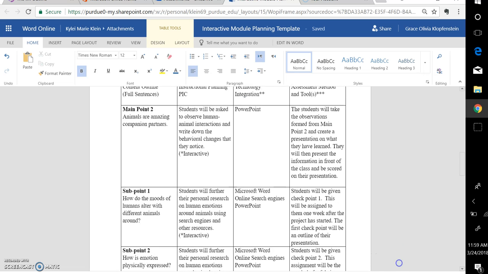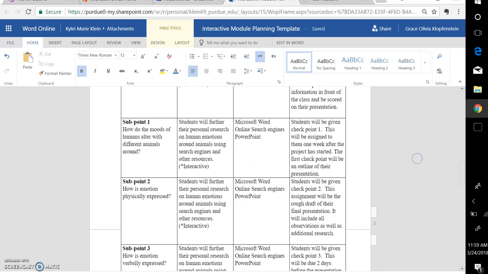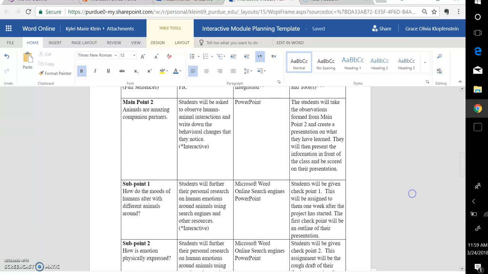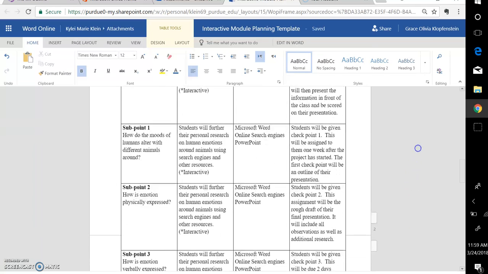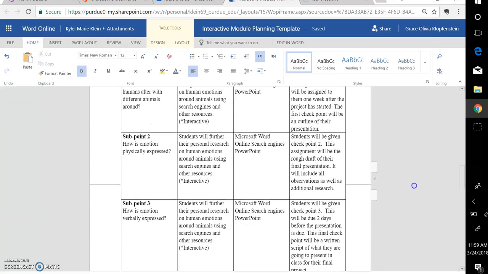The biggest part of that is they're just going to take all the different behavioral changes that they see and present to their classmates exactly what they're seeing. Now, in this presentation, because that's going to be their big final project, it's broken down into 3 different levels of assessment. In subpoint 1, the kids will get a checkpoint 1. This checkpoint will be assigned to them a week after it started, and the first checkpoint will be just an outline of what their presentation is going to be.